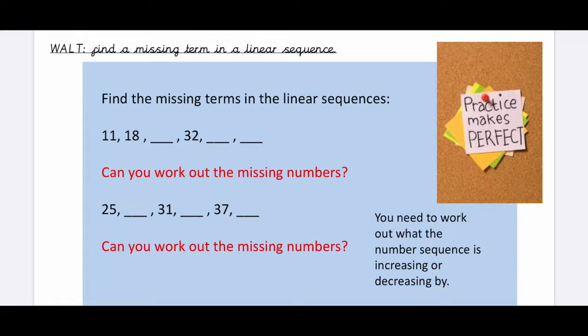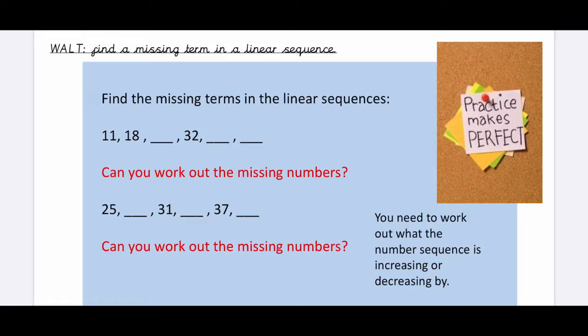Okay, so let's look at the second one together now. Now this one's a little bit different because we don't know the difference of two of those terms because we've got 25 something, 31 something, 37 something. So what we need to do is we need to work out the difference between the first term and the third term, or the difference between the third term and the fifth term.